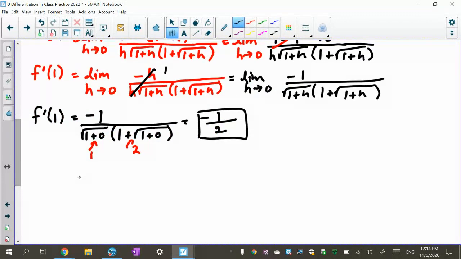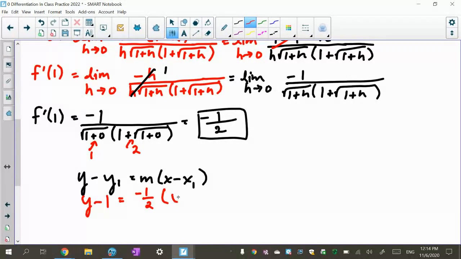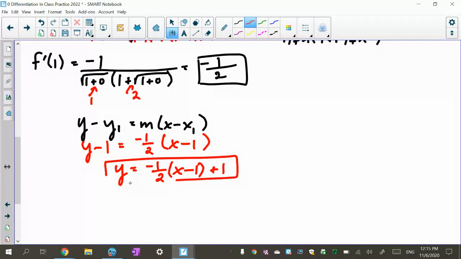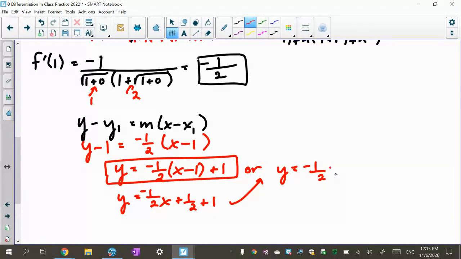Now we're going to do the tangent line. So I'm going to do y minus y1 equals m times x minus x1. And I'm going to plug in the negative 1/2 right here. And I know the point is (1, 1). So I'm going to do y minus 1 equals negative 1/2 times x minus 1. And I would be happy if you left it like this. So that one is fine. Or you can keep multiplying that all out. And if you did, you'd have y equals negative 1/2 x plus 1/2 plus 1, which would come out to be y equals negative 1/2 x plus 3/2. So either one's fine.